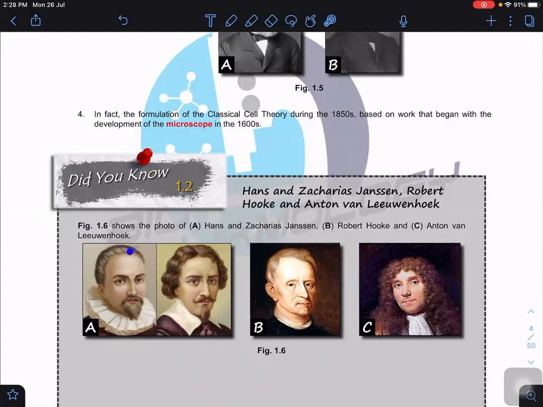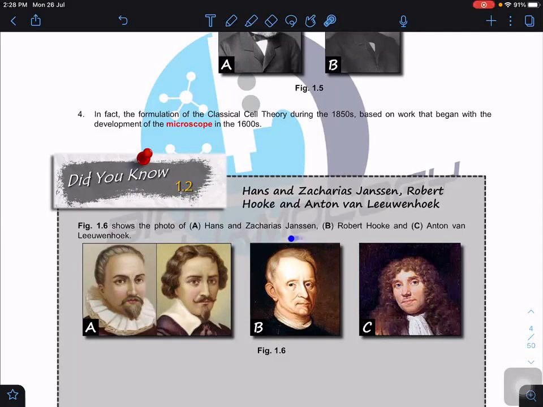First, Hans and Zacharias Janssen both invented the compound microscope, not the simple microscope. A simple microscope consists of one lens only. But Zacharias and Hans Janssen invented the microscope with two lenses. One, which we view near to our eye, is known as the eyepiece. The other, far away from our eyes but near to the objects, is known as the objective lens.